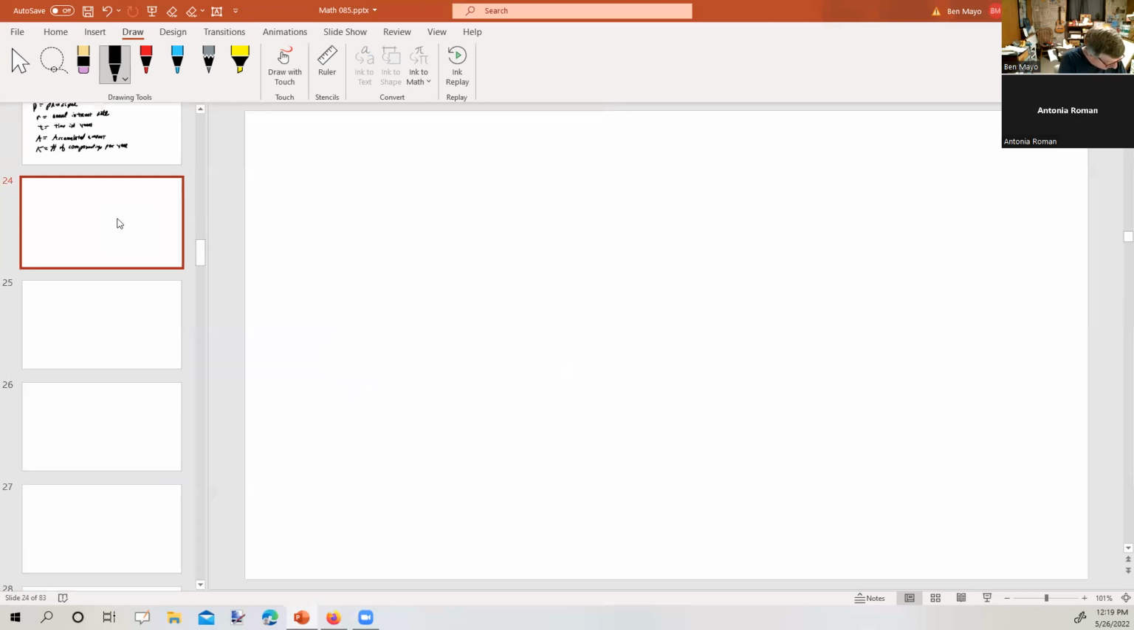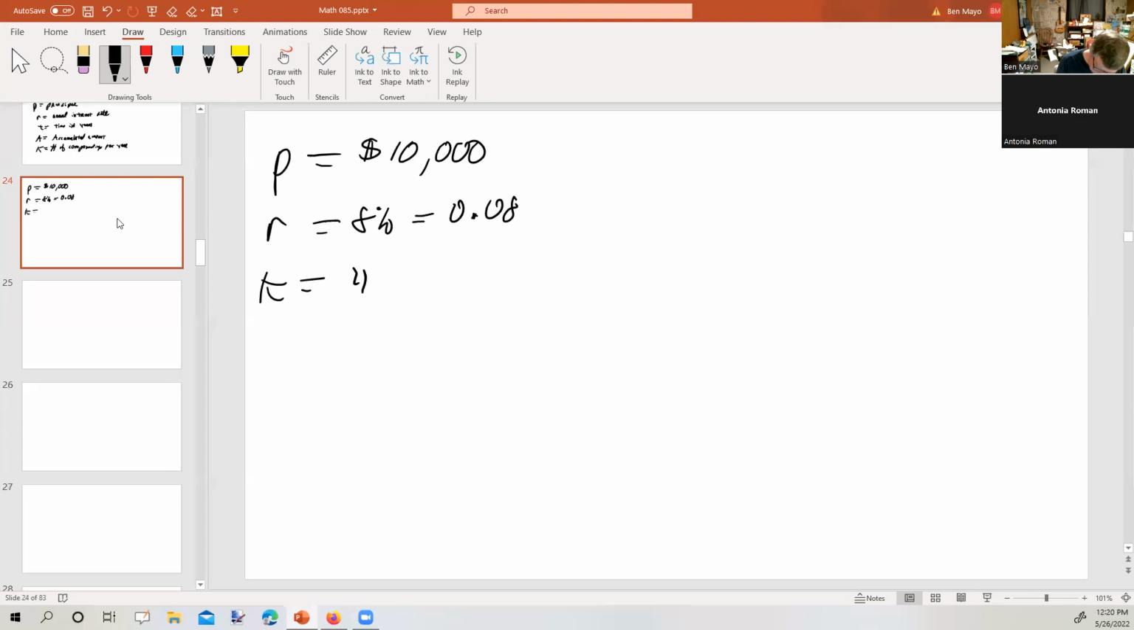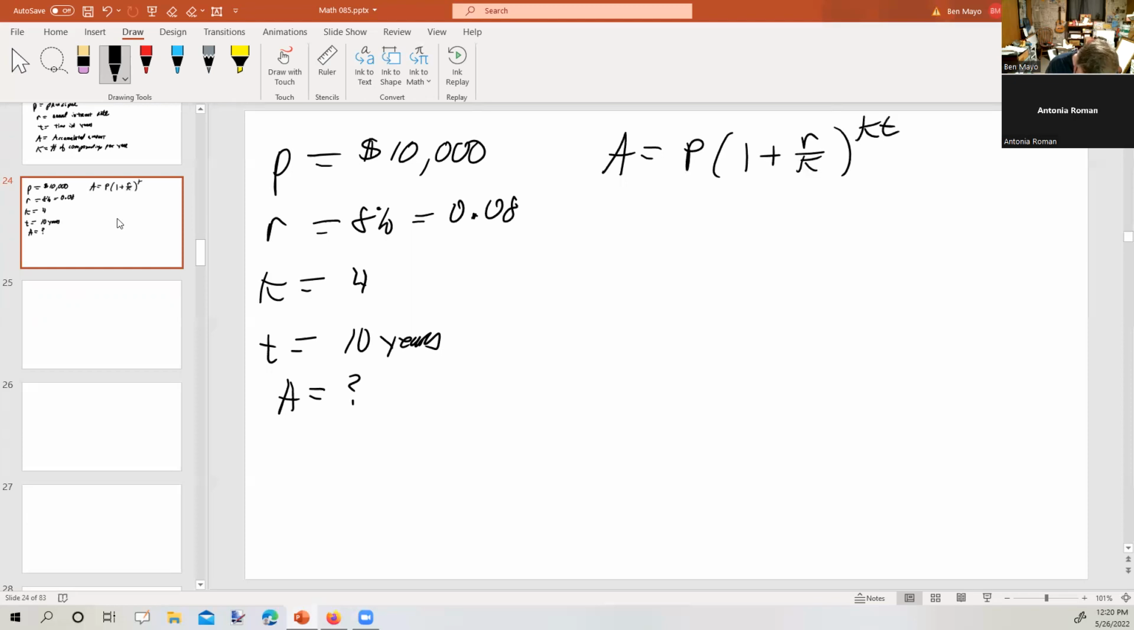All right. This says compound interest. An initial deposit of $10,000. So the principal is $10,000, earns 8% interest. So the interest rate is 8%, which we convert into a decimal number. Compounded quarterly, so K is 4. How much will be in the account after 10 years? Time is 10 years. So the question is, what's the accumulated amount? All right. So our formula A equals P times 1 plus R over K raised to the KT power.